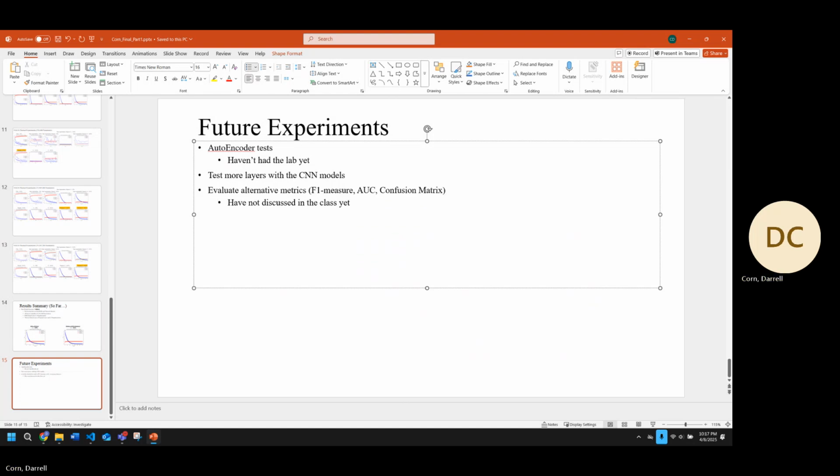And lastly, you may have noticed that I only included accuracy metrics in this discussion. I was waiting to see if we would discuss other methods a bit more before I dived into them on my own, but that's no big deal. I can just research the F1 measure, the area under the curve, or the confusion matrix, and include that in my next report.